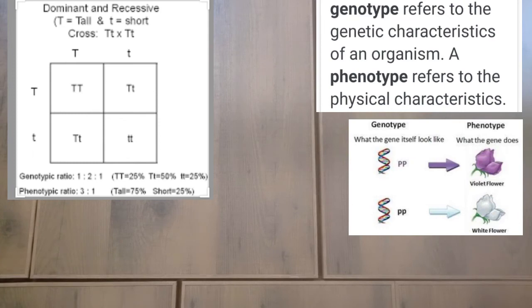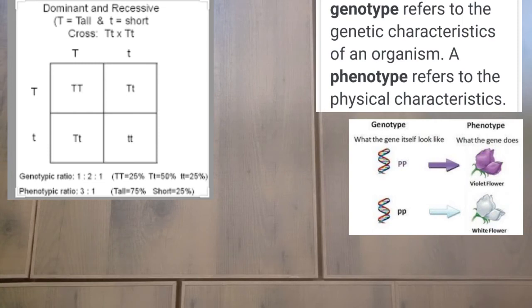I hope children you have understood the difference between phenotypic ratio and genotypic ratio. Phenotypic means how a plant or an organism looks, and genotypic means genetically how it is different. So the phenotypic ratio is 3:1 while the genotypic ratio is 1:2:1.